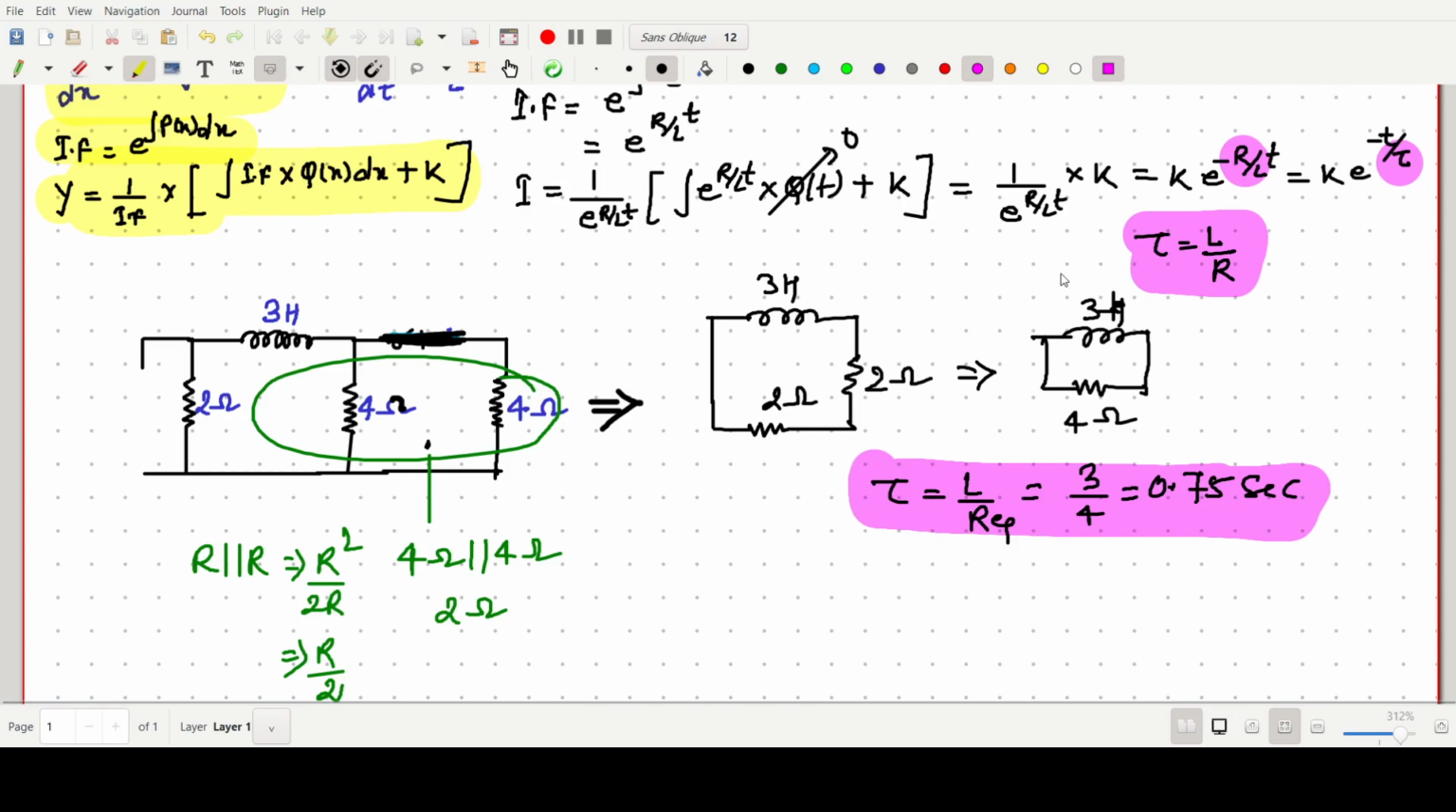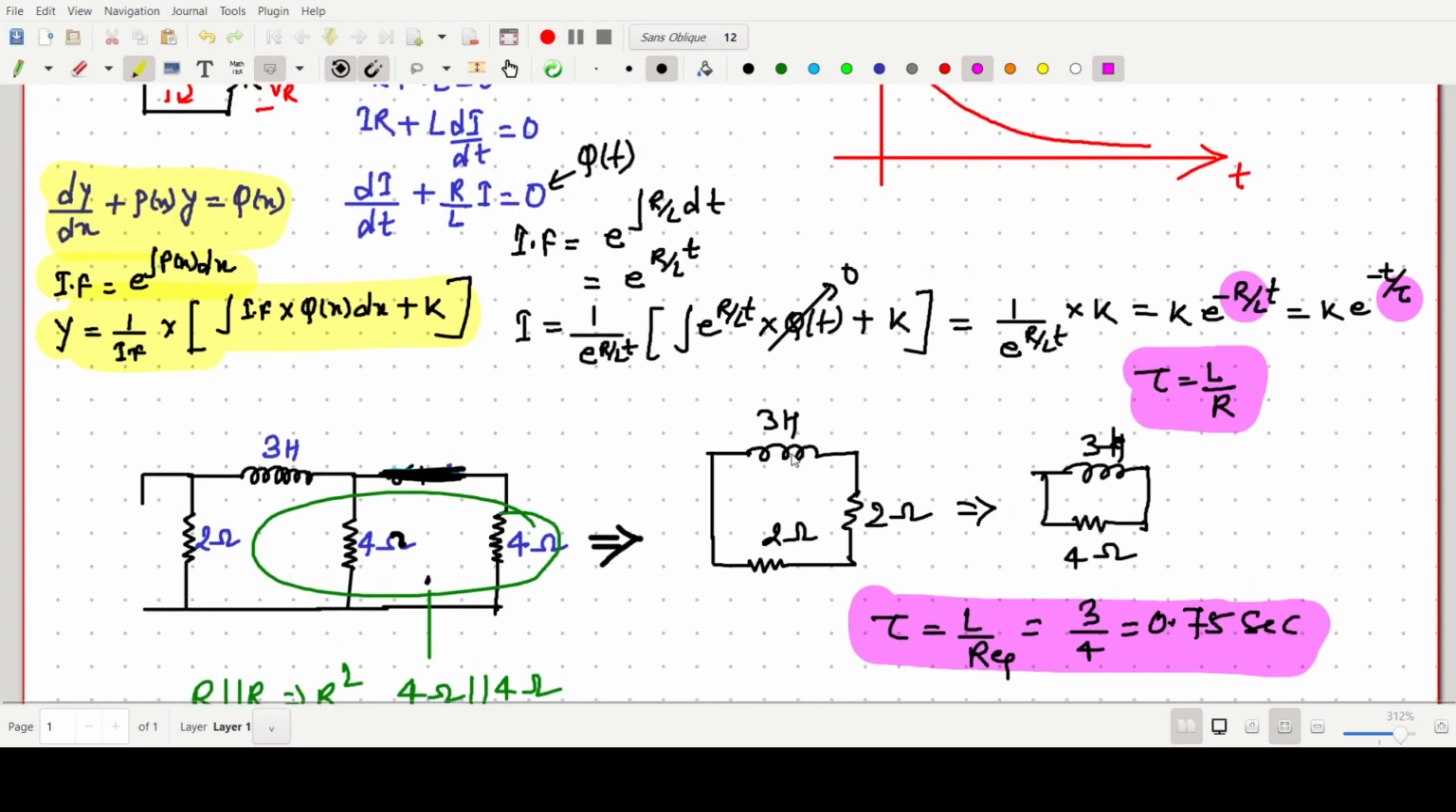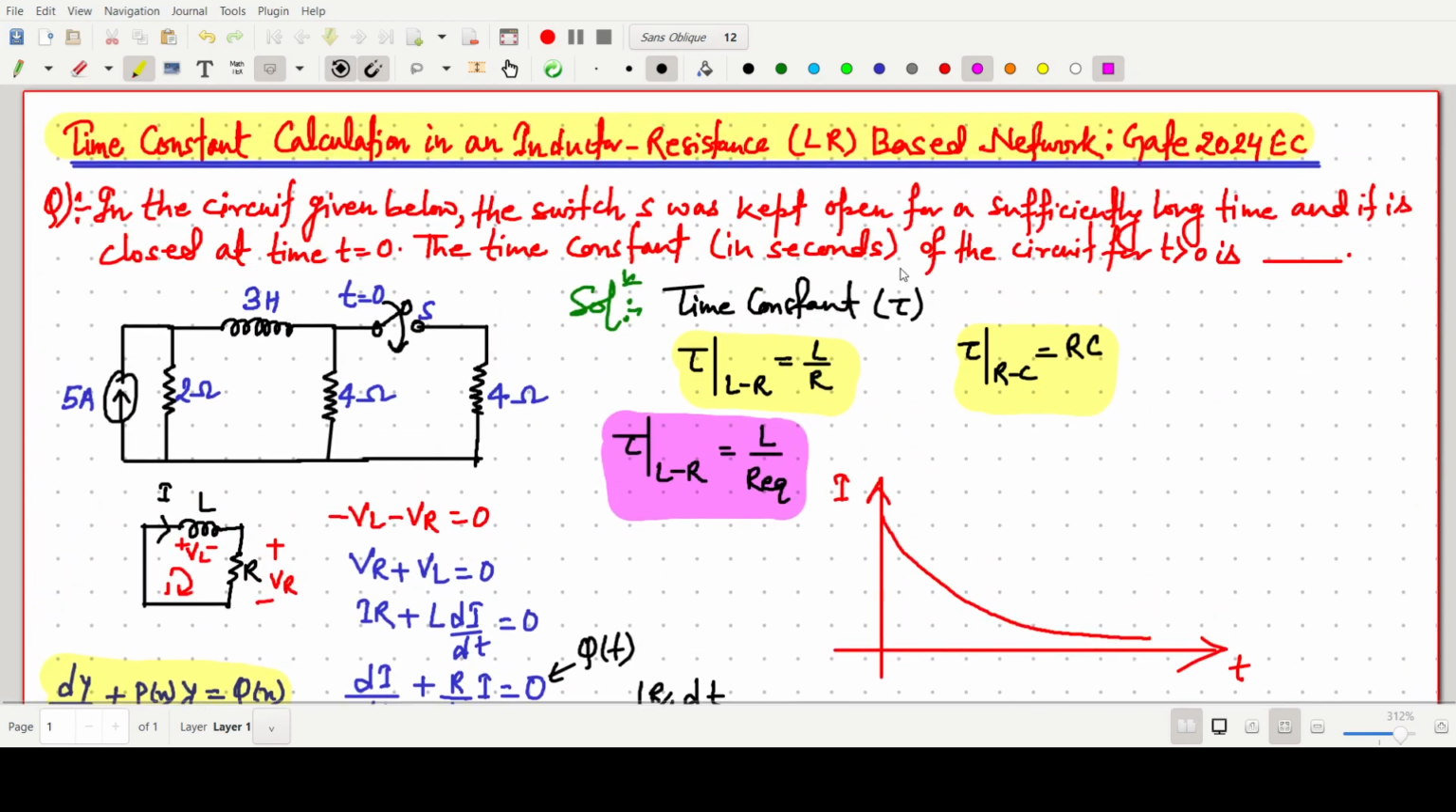So the main formula is this one. If we know the concept, we just have to open circuit the current source and close the switch, and then we have to find the R equivalent, so L by R equivalent. So it is coming 3 by 4, means it should be around 0.75. So the answer will be, I'm writing, 0.75 in seconds. It is already written, so I'm not writing seconds.